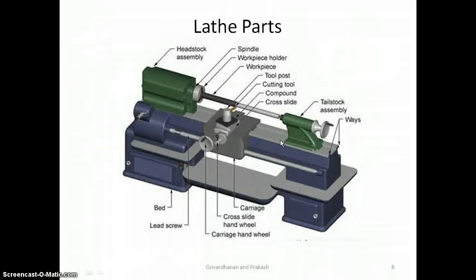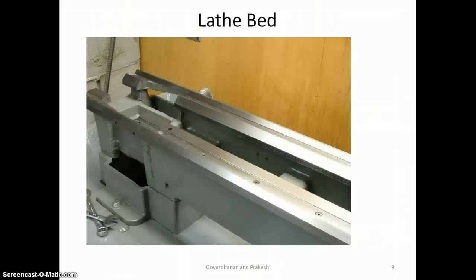Now let us see them one by one. Lathe bed. Lathe bed is the base of the machine. The headstock is located on the left end, the carriage is in the middle, and the tailstock at the right end of the bed. The bed has guideways which are flat or inverted V. The carriage and tailstock may be moved on the guideways.